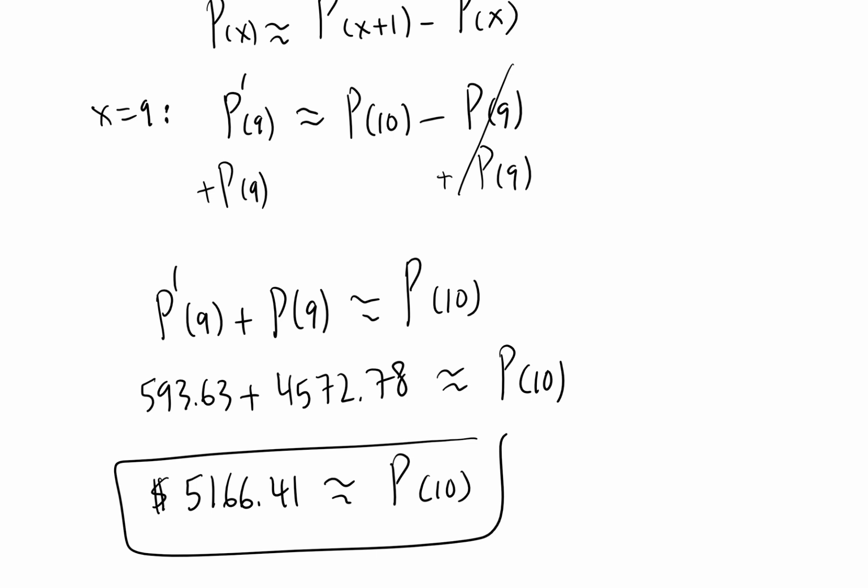Because originally it was given to us that if we sell 9 units per week, we get that much money. If we sell 8, we're going to be losing about 500 something dollars. But if we sell 10 units, we're going to make more money, more than the 4,572.